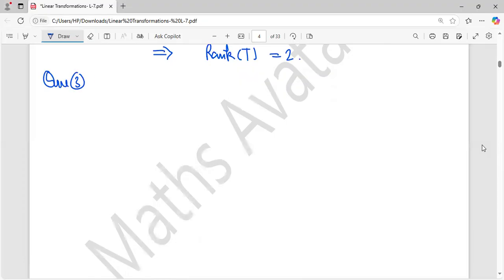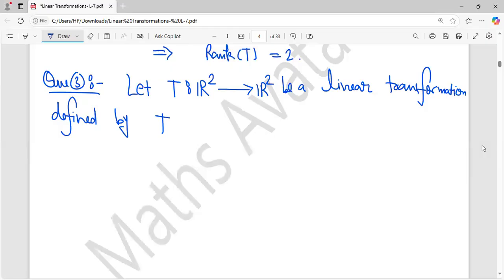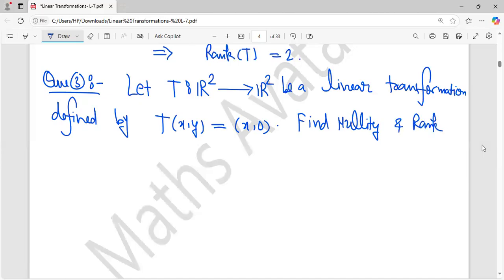Question 3. Let T: R squared to R squared be a linear transformation defined by T(x, y) is equal to (x, 0). Find nullity and rank of T.